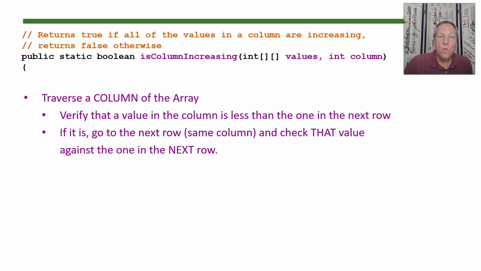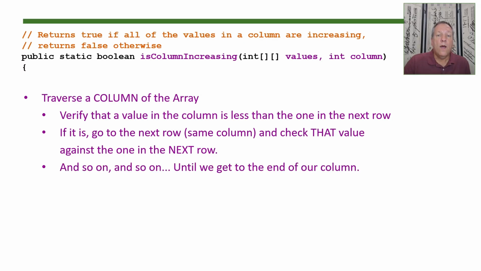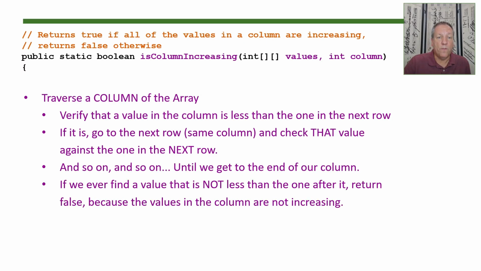If it is, well then go to the value in the next row, same column, and check that value against the one in the next row. And we simply do this over and over again and do nothing and continue with the iteration of our loops until we get to the end of our column. But if we ever find a value that is not less than the one after it, well, then we're going to need to return false immediately because the values in our column are not increasing.